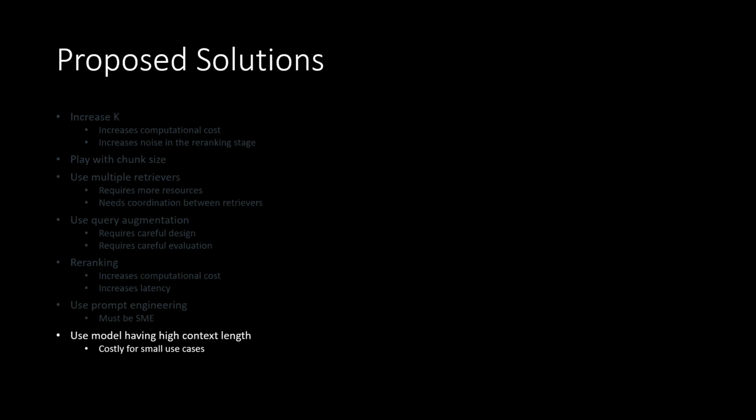And the last one is using a model having a high context length. If your model has a high context length, it means it can support more tokens and it can grab more input and give us a better response. But the only con here is, if your use case is very small and you are planning to save some money, then this could be a costly option for you.